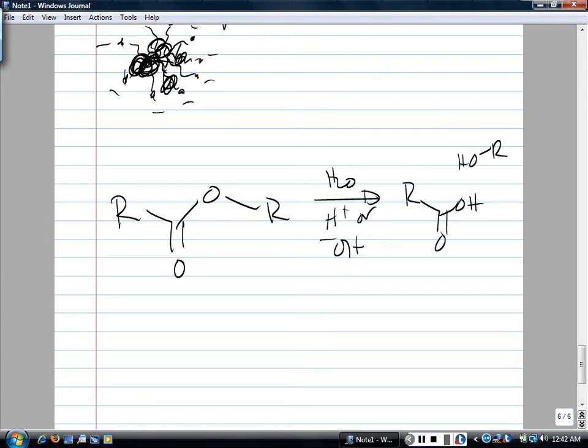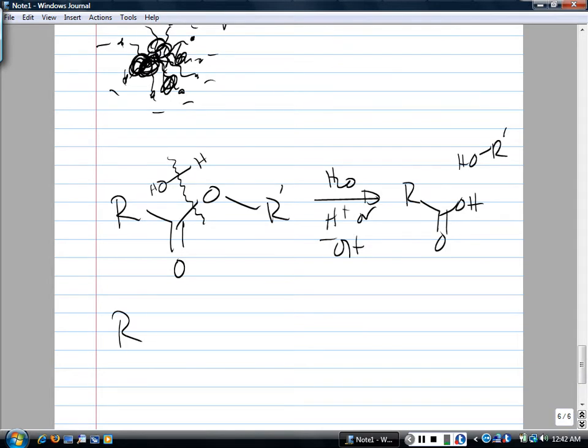Right, and I'm going to flag one of the R's. So I can, in theory, do this reaction one of two ways. Either the water molecule interacts this way. In other words, I have cleavage of the acyl carbon oxygen bond to give alcohol and carboxylic acid.